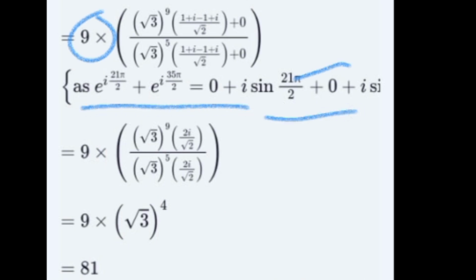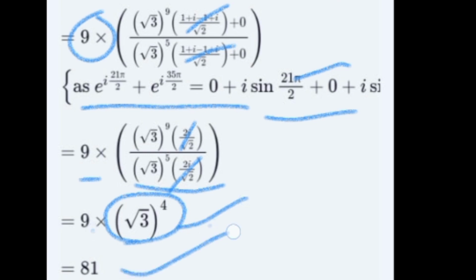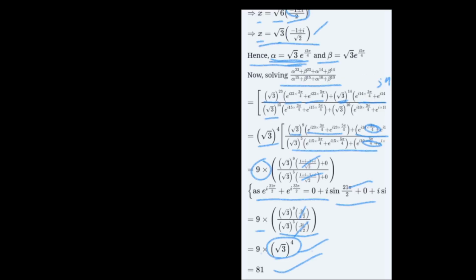So here 9 into root 3 power 9. So this is the simplification. Here 1 minus 1 gets cancelled, leaving 2i by root 2. So root 3 power 5, here 1 gets cancelled, so 2i by root 3. Both of these get cancelled. Root 3 power 9 by root 3 power 5 is root 3 power 4, which is also 9. So 9 into 9, the answer is 81.